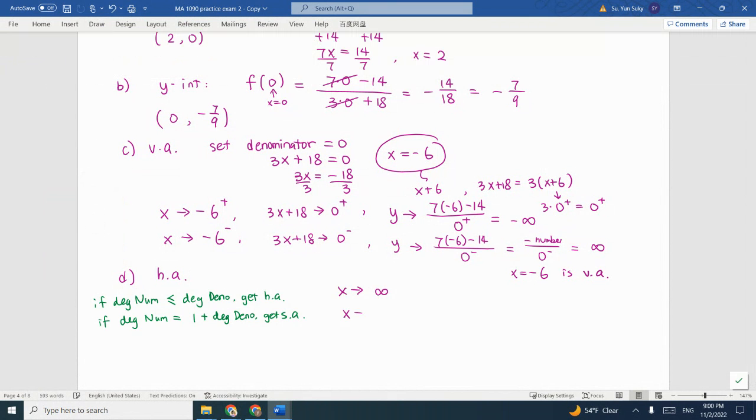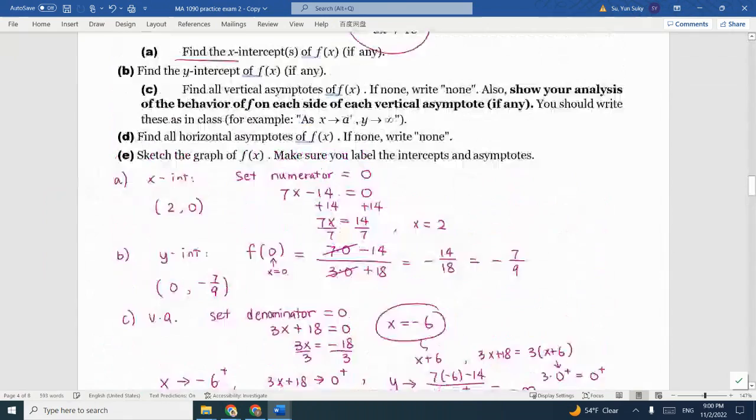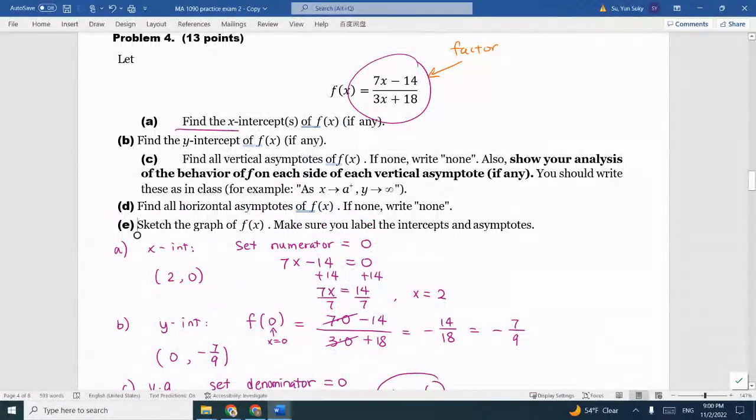And we also let x go to minus infinity and look at the y. When x goes to infinity or minus infinity, we look at the dominant term. The dominant term is the highest power term in the numerator and denominator. So in the numerator, 7x is the highest power term. In the denominator, 3x is the highest power term.